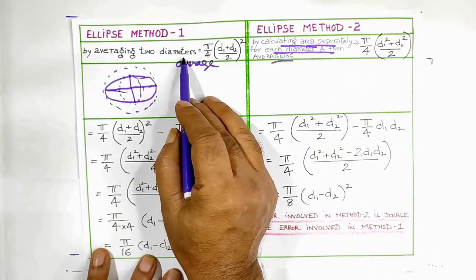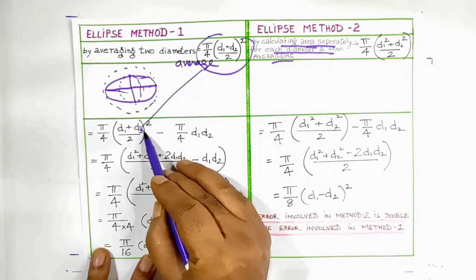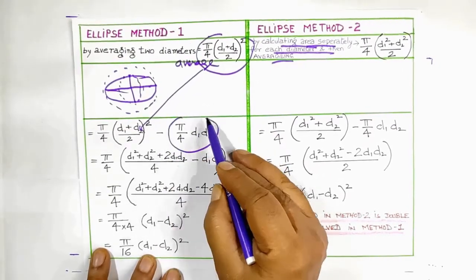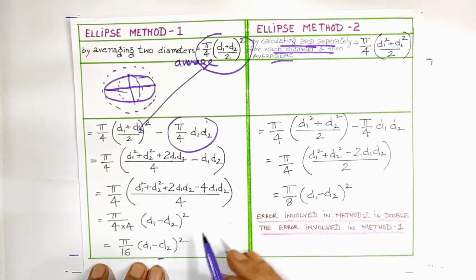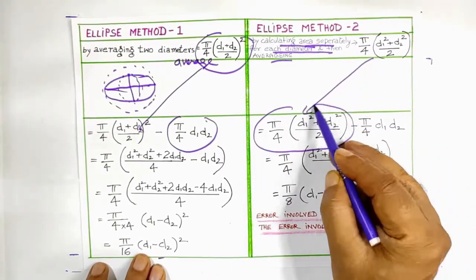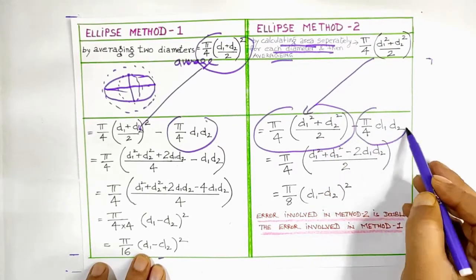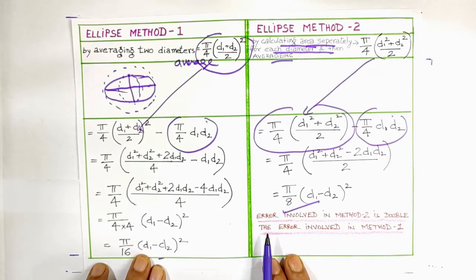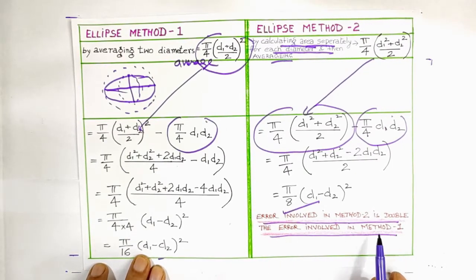We can take the first method, the average one, and subtract the true ellipse. This is the formula of the true ellipse. We subtract it and get the calculation here. And when we take d1 square plus d2 square divided by 2 and subtract our true ellipse, we get the error to be double. So the error involved in method 2 is double the error involved in method 1.